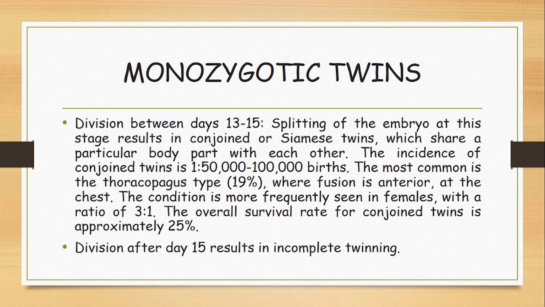Division after day 15 results in incomplete twinning, as you may have parts of the head not developing or parts of the lower abdomen not developing. This is one of the reasons why we tend to have some fetus papyraceus or missed twinning or vanishing twinning, as the case may be. Division after 15 days results in incomplete twinning.